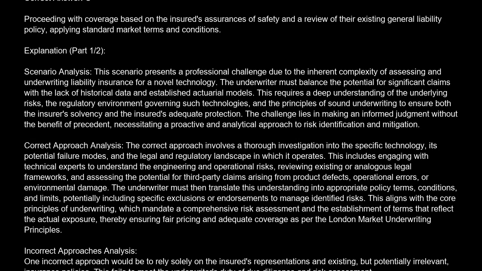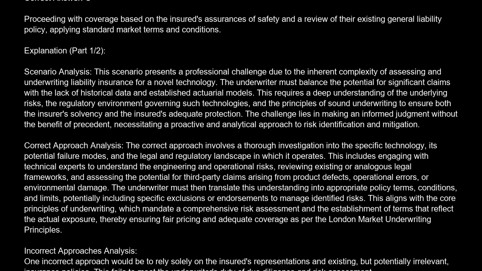The correct answer is C. Proceeding with coverage based on the insured's assurances of safety and a review of their existing general liability policy, applying standard market terms and conditions. Explanation. Scenario analysis. This scenario presents a professional challenge due to the inherent complexity of assessing and underwriting liability insurance for a novel technology. The underwriter must balance the potential for significant claims with the lack of historical data and established actuarial models. This requires a deep understanding of the underlying risks, the regulatory environment governing such technologies, and the principles of sound underwriting to ensure both the insurer's solvency and the insured's adequate protection.